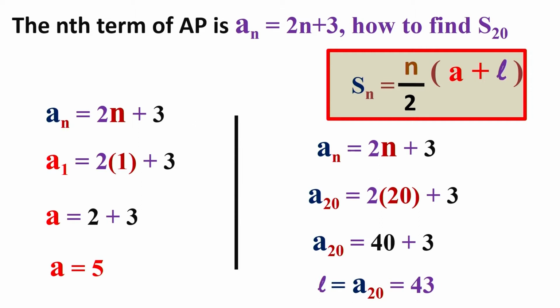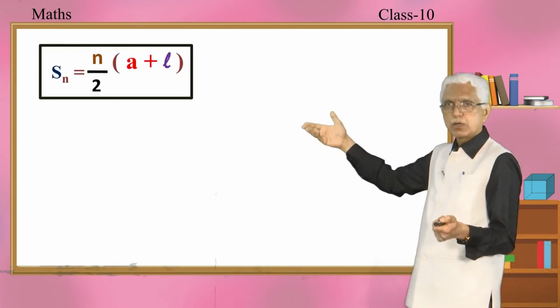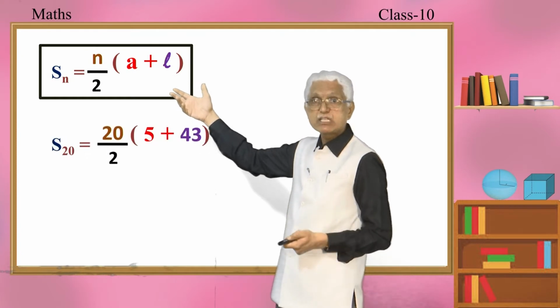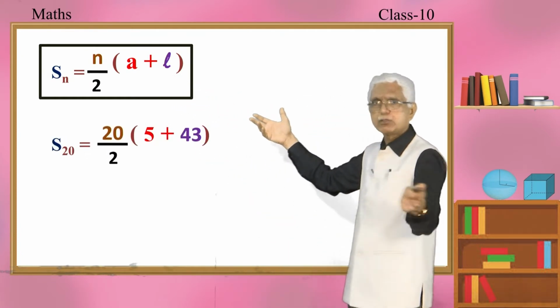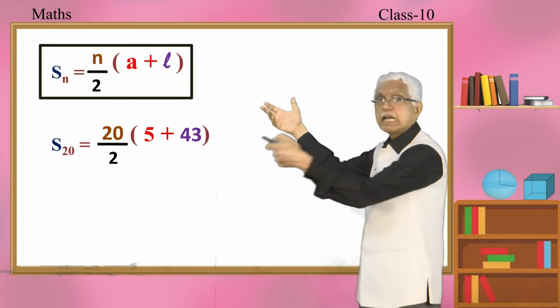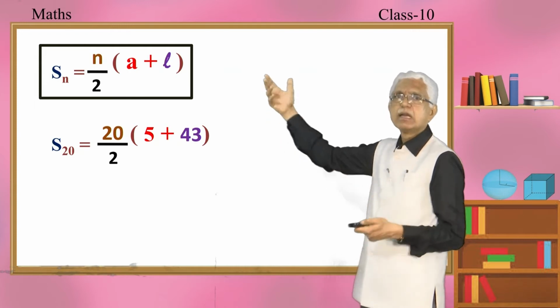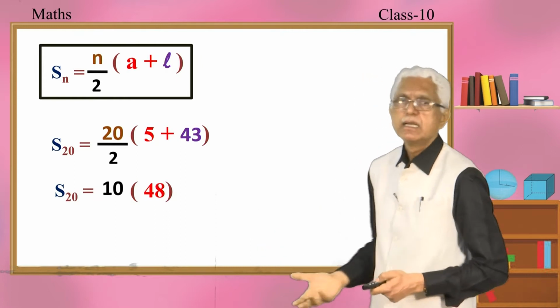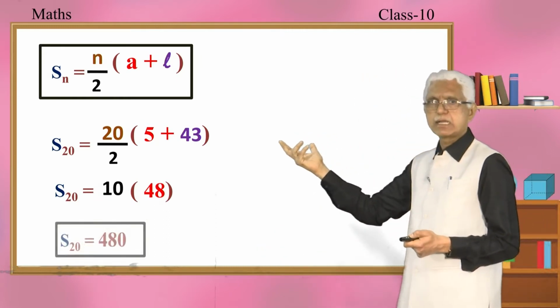It is just substitution. So now observe, you are using the formula Sn is equal to n by 2 into a plus l. n is 20, because you want the sum of the first 20 terms. So 20 by 2, a you found out was 5, l you found out was 43. You substitute 5 in place of a and 43 in place of l, and simplify. 2 tens are 20, 43 plus 5 is 48, 48 into 10 is 480.